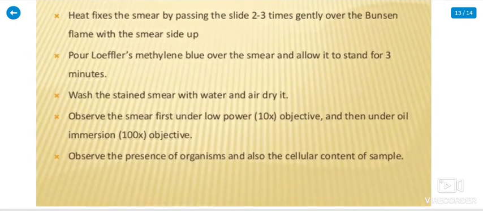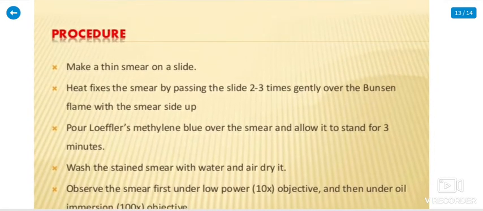Then you observe the smear first under the low power 10x objective in the microscope, then under oil immersion with the 100x objective lens. Then you observe the presence of organisms and also the cellular content in the given microbial sample. A very simple method.